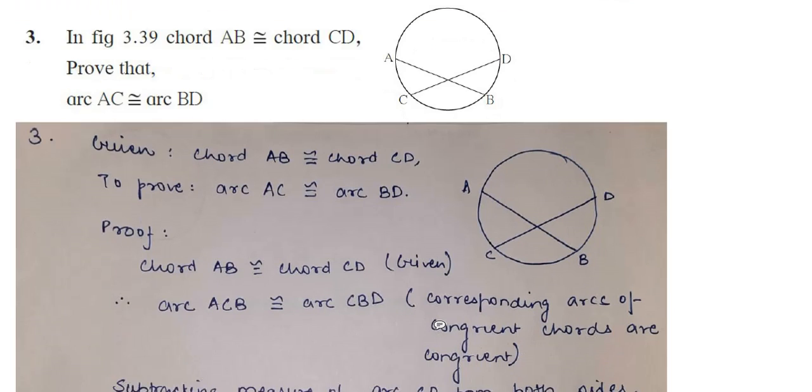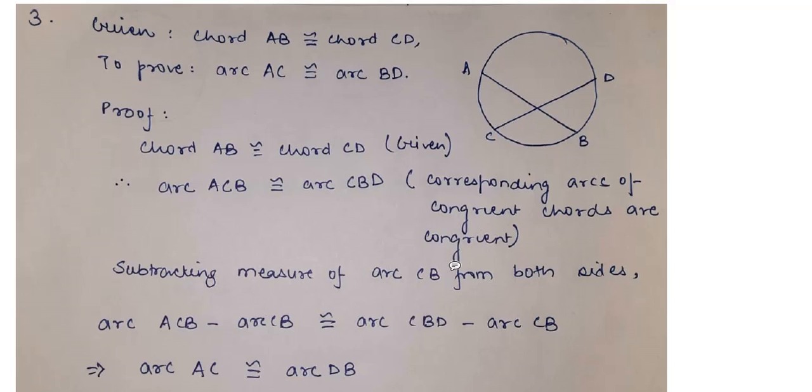Coming to the last question for this, you have a circle in which there are two chords AB and CD. I have to prove that the small arc AC is equal to arc BD. How do I do that now again? Write the given part, write the proof. From here, it is given that the chord AB and the chord CD are the same, which means their corresponding arcs will also be the same. So the arc ACB is going to be equal to the arc CBD. These two are the same.